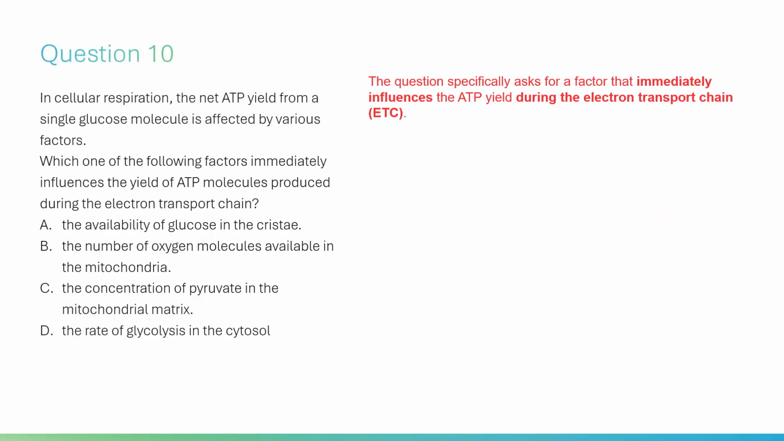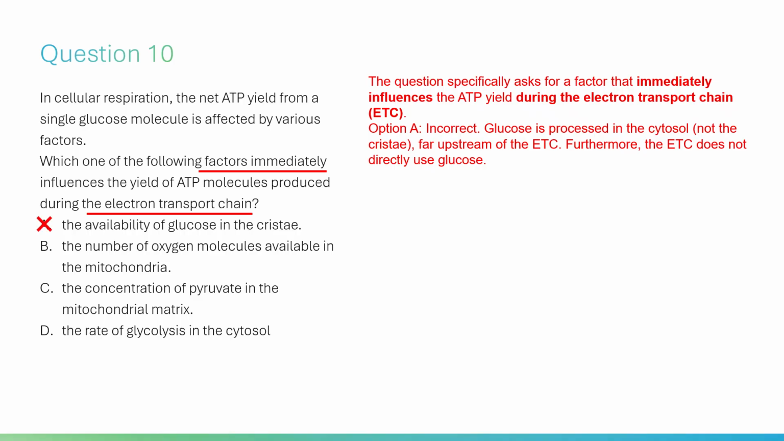The question specifically asks for a factor that immediately influences the ATP yield during the electron transport chain, ETC. Option A, incorrect. Glucose is processed in the cytosol, not the cristae, far upstream of the ETC. Furthermore, the ETC does not directly use glucose.